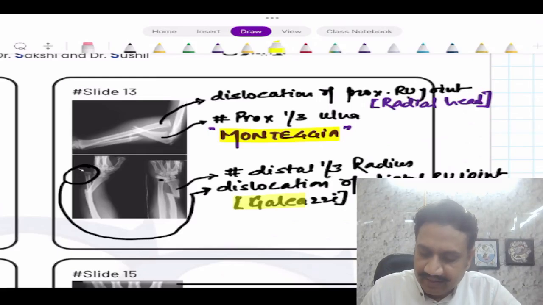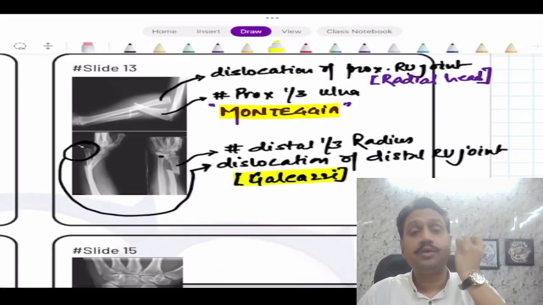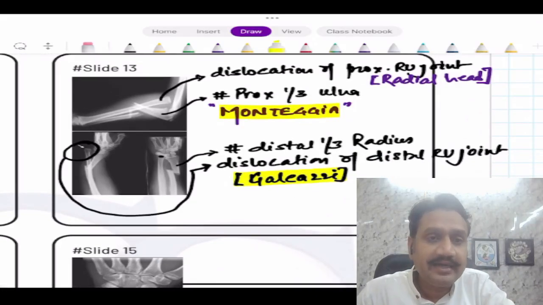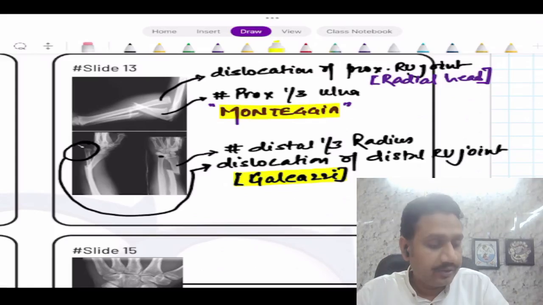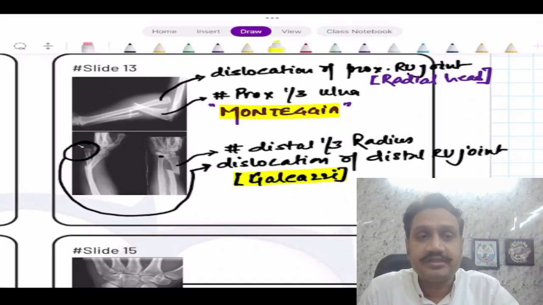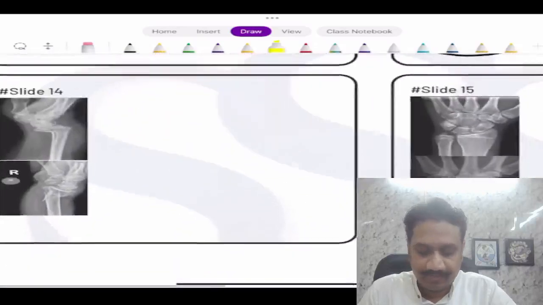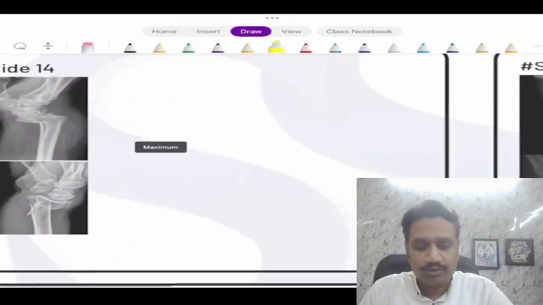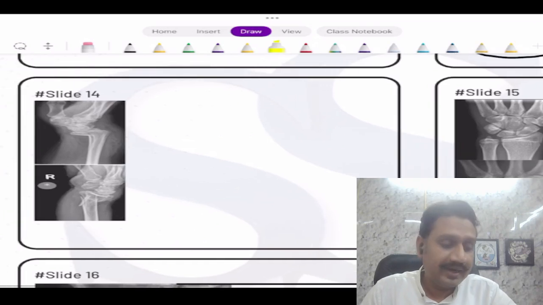So Monteggia and Galeazzi: the proximal one third and distal one third of the forearm. So Galeazzi is also called what? The reversal of the Monteggia, the reverse Monteggia. Perfect. Yes, that has to be reverse Monteggia. So Galeazzi and Monteggia, two very, very important images for your exam. Then we have two most important images again from the trauma section. And what is that?